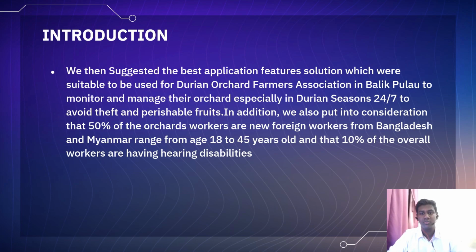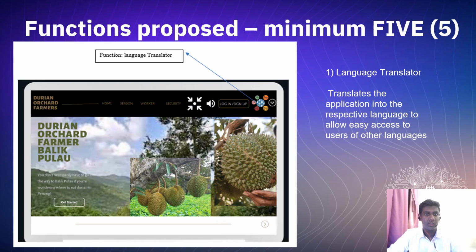In addition, we also put into consideration that 50% of our orchard workers are new foreign workers from Bangladesh and Myanmar, ranging from age 18 to 40 years old, and that 10% of the overall workers have a hearing disability. And now I will explain about the functions proposed.